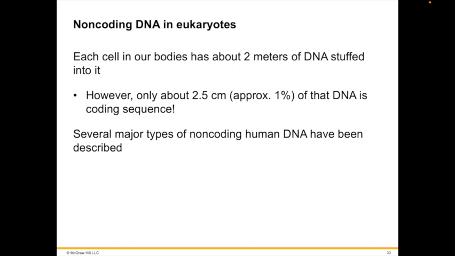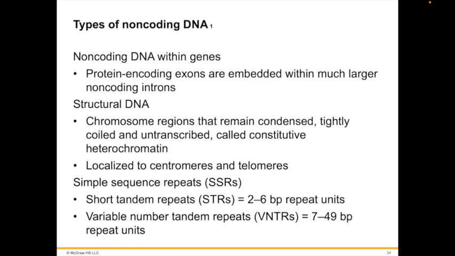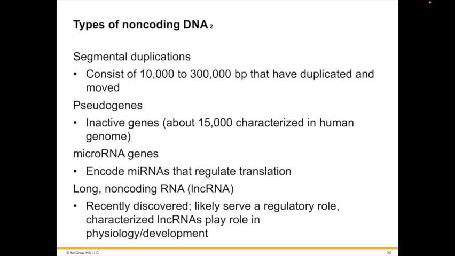So several major types of non-coding human DNA have been described. So we have non-coding DNA within genes, we have structural DNA, and then we have simple sequence repeats. And that does include short tandem repeats. We have segmental duplications. We have pseudogenes, those are inactive genes, and about 15,000 are characterized in the genome. There are microRNA genes. We also have long non-coding RNA. Yes, long non-coding RNA.